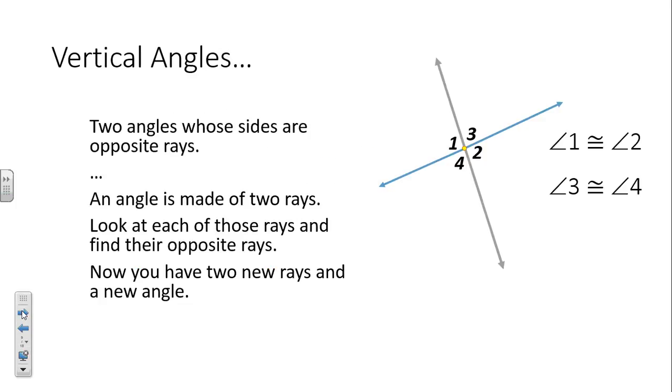So vertical angles. This is where we get to tell you what you already know. Okay? First of all, two angles whose sides are opposite rays are vertical angles. I made one pair of opposite rays in blue, one pair of opposite rays in gray. Vertical angles only share V for vertical, V for vertex. They only have a vertex in common. Two intersecting lines or opposite rays only having a common vertex.